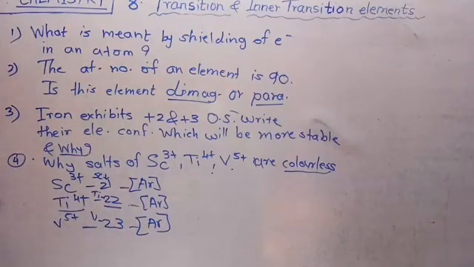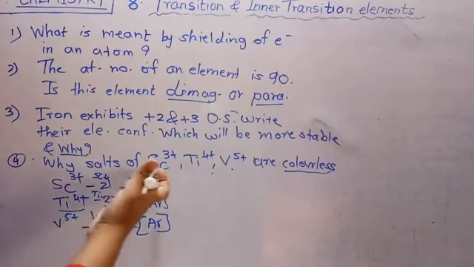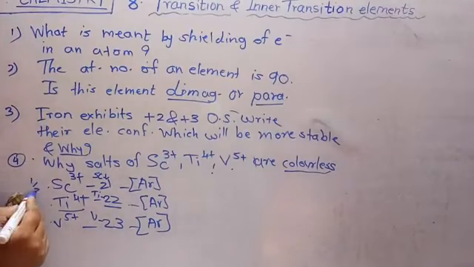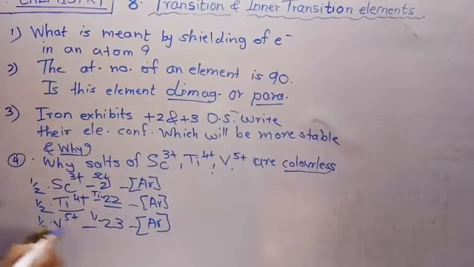So, argon core is the highly stable electronic configuration, and there is no unpaired electron. So these ions are colorless because there are no unpaired electrons in their valence. Clear? The electronic configuration of these ions gets half a mark in this question, half a mark for each.